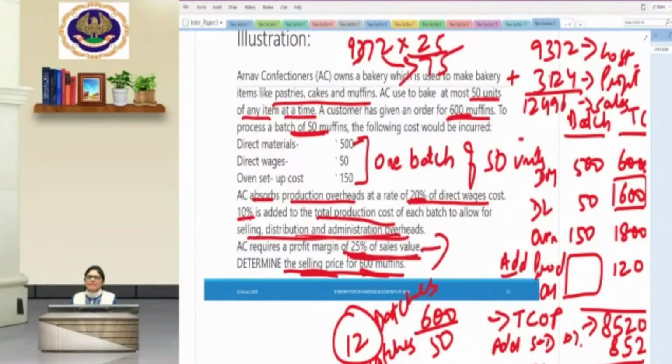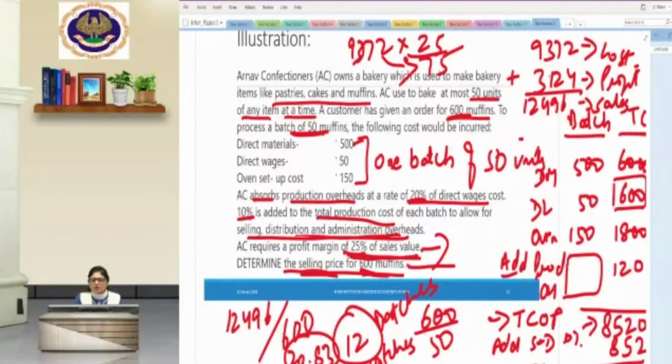The total sales is 12496. Divided by 600, you will get the selling price for 600 muffins. 12496 divided by 600, you will get the selling price, which is 20.83. 20.83 is your answer. The selling price for 600 muffins is 20.83. Students, any doubt here, please ask.